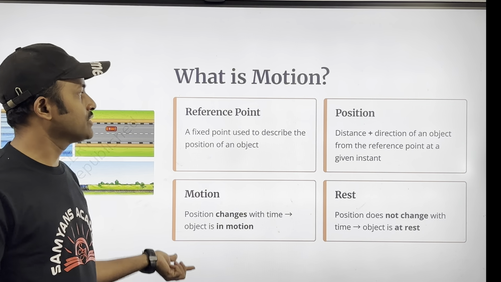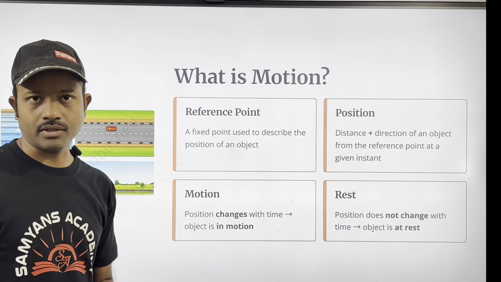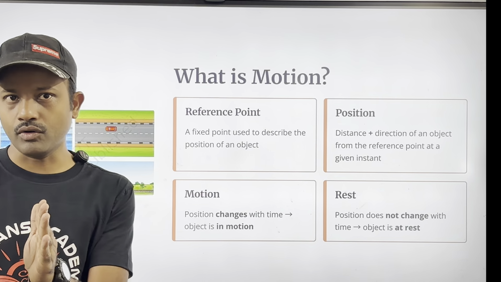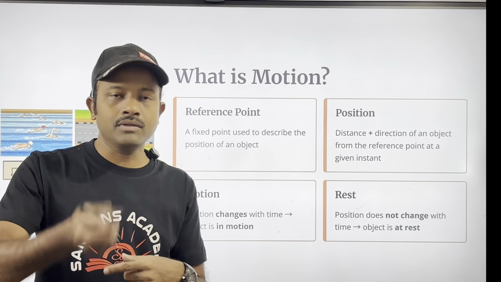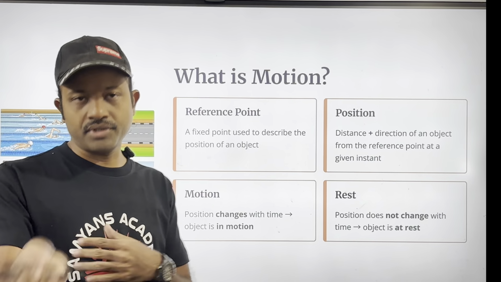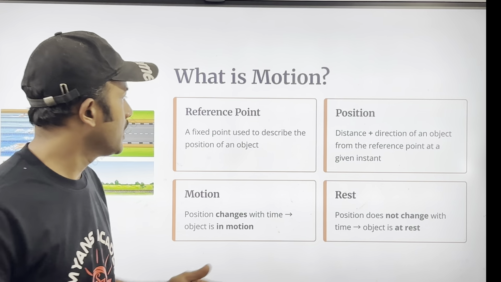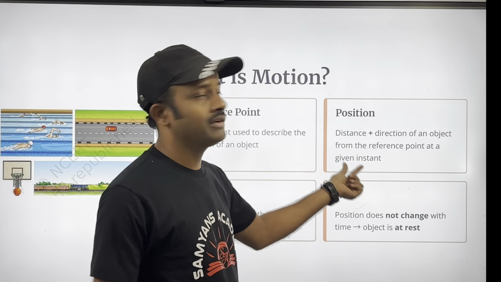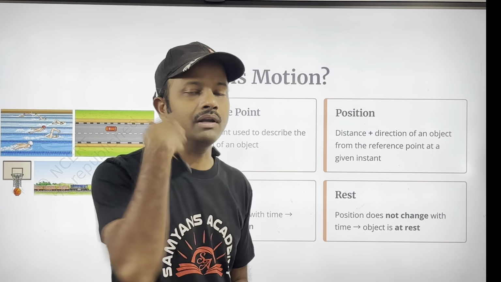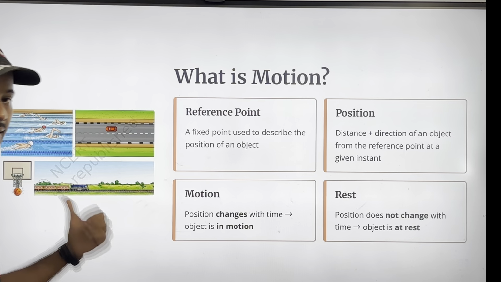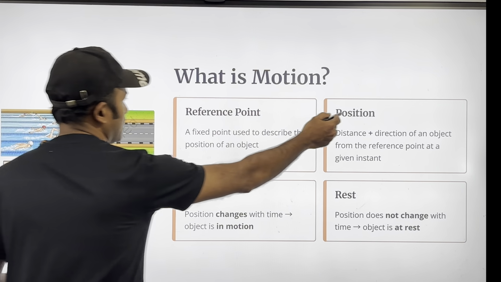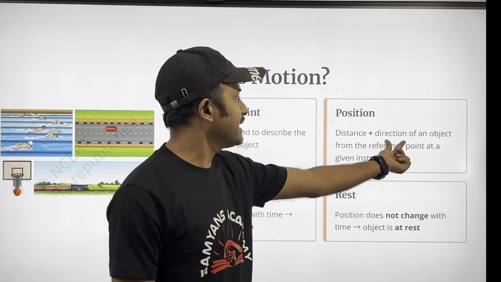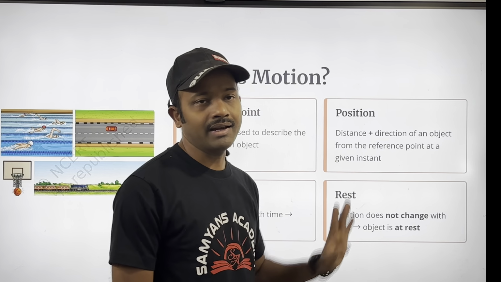Reference point means a fixed point used to describe the position of an object. The reference point is not moving; it is placed at one fixed position. With that, we observe the position of another object: is it moving or at rest? Position means the distance from the reference point, how much distance it is, and in which direction, left or right. So we consider the distance from the reference point and the direction of the object from the reference point at a given instant.